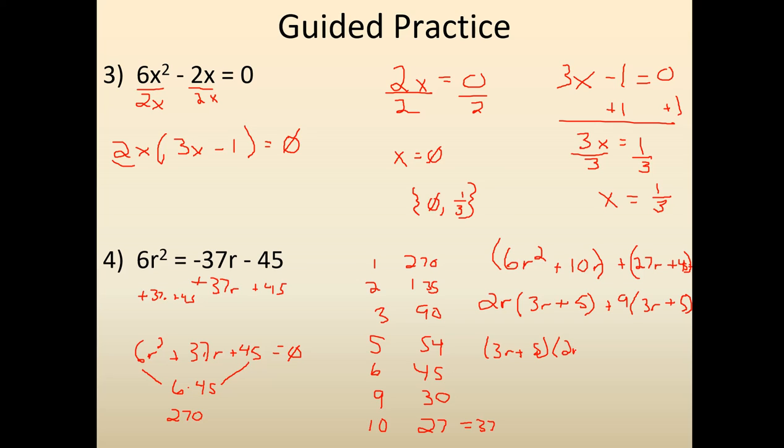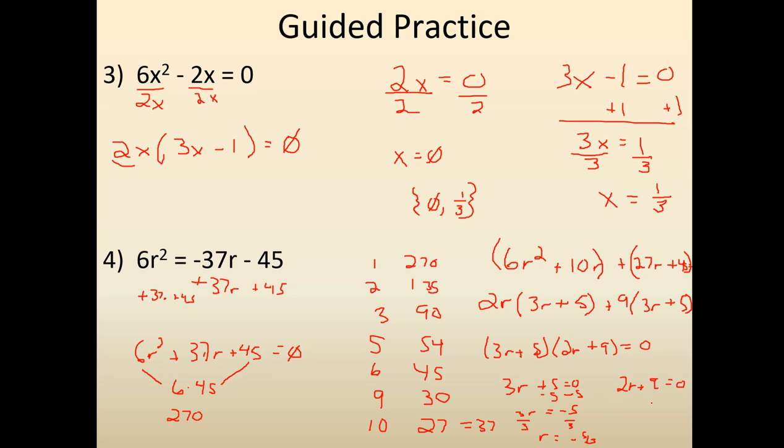then the 2r that I pulled out of the first one, and the 9 that I pulled out of the second. I then set these two equal to 0, so I'm going to run out of space. 3r plus 5 equals 0, and 2r plus 9 equals 0. Moving things around, subtract the 5 over to the other side. 3r equals negative 5. Divide by 3. And I end up getting r equals negative 5/3.